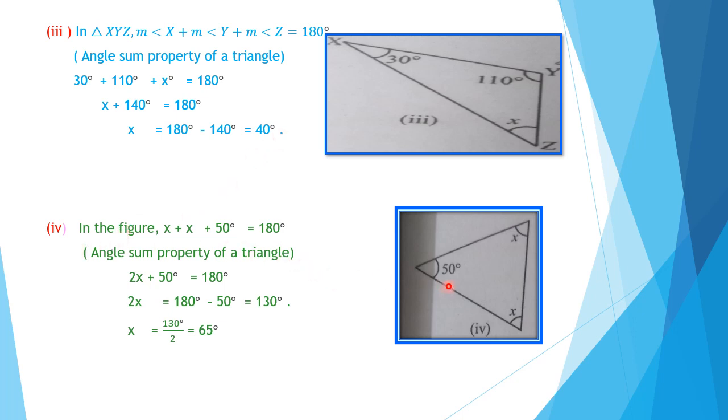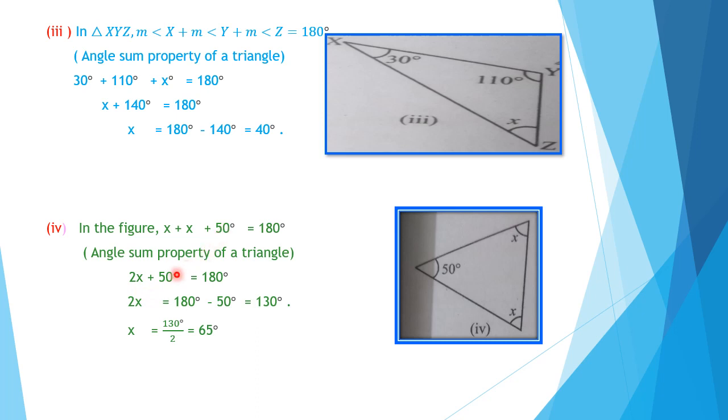In the fourth figure, see, the name of the triangle is not given. Only measurements of angles are given. Here this angle is 50 degrees and the other two angles are of equal measurement X. So we can write as in the figure, X plus X plus 50 degrees, all the three angles, equals 180 degrees. We are using the angle sum property of a triangle. X plus X, children, what is it? X plus X is 2X.